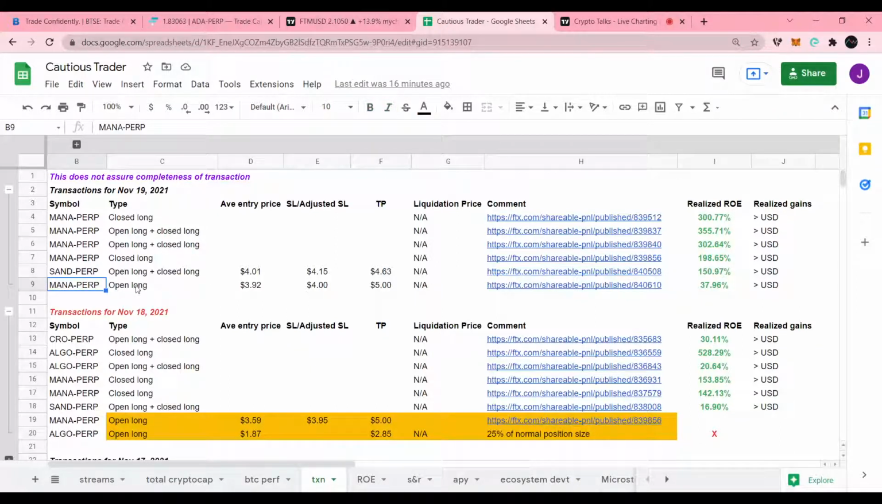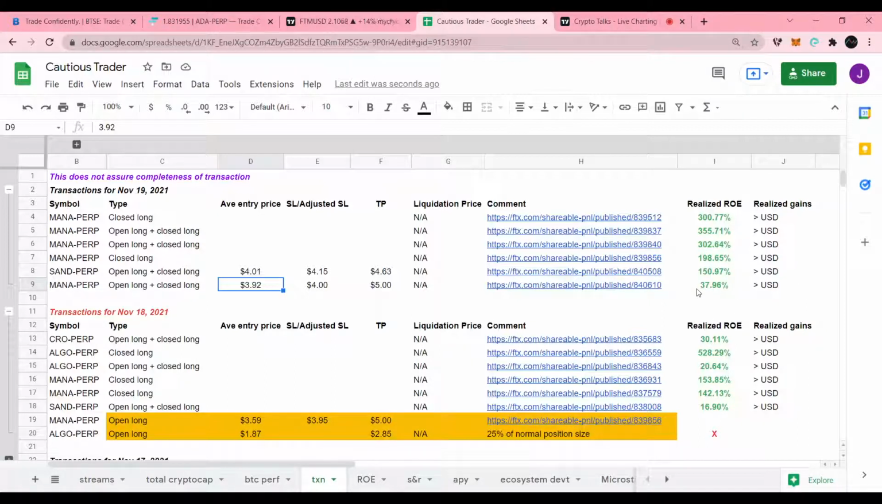Oh, I think I still have an open one. Oh, it's already closed. For Sand, I closed it. But for Mana, I still have one open position, which I think I bought at close to $4. I forgot to add it, but it's almost close to this average entry price. And I settle it in USD.